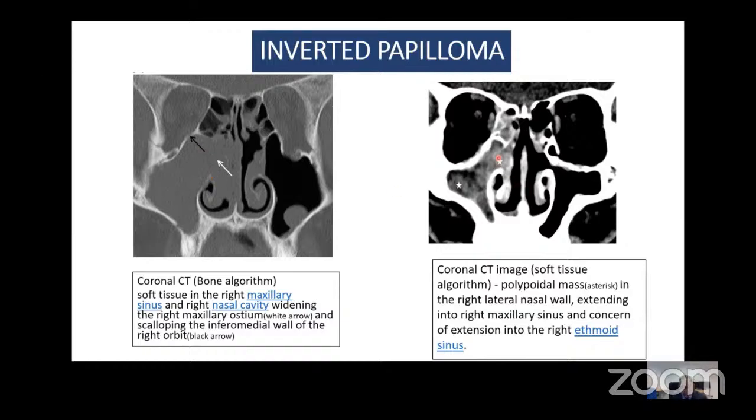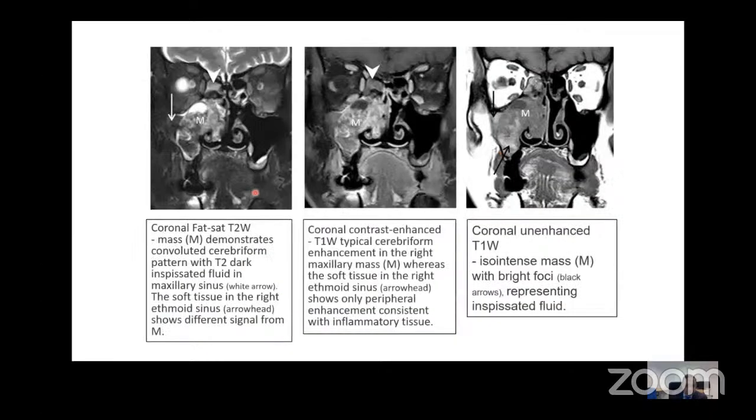And the soft tissue window shows the lesion to contain variable hyperintensity, again suggesting that this is likely to be a tumor. And when we do an MRI scan, this is a T2 sequence. As we can see, the CSF fluid is nicely lighting up, and we see a mass in the nasal cavity extending into the maxillary sinus. It is of variable signal intensity, similar to that of the brain, and it is called the convoluted cerebriform pattern, which is very typical of inverted papilloma.